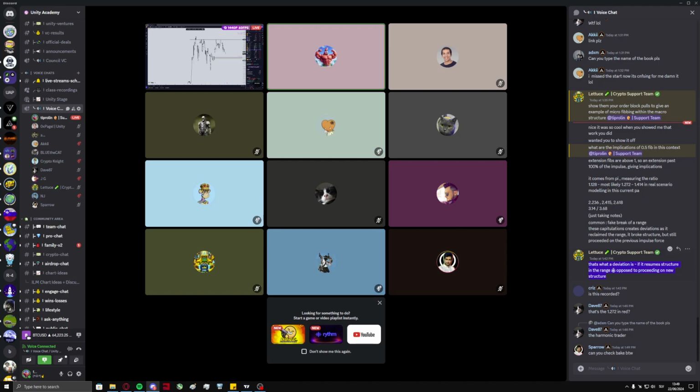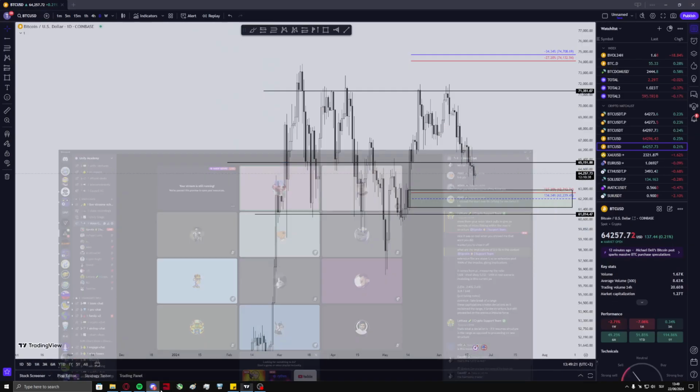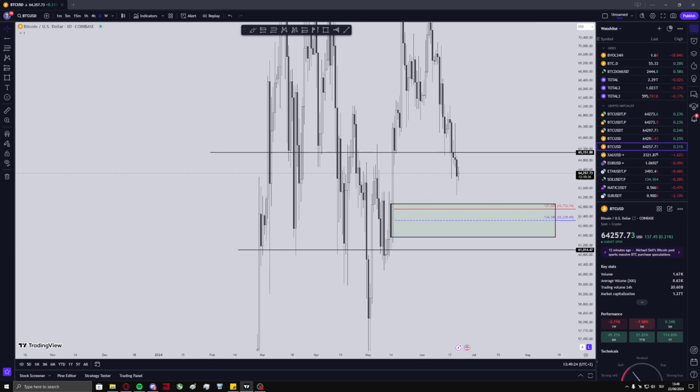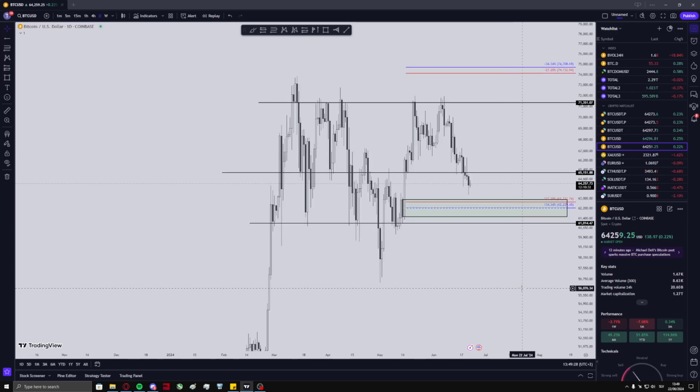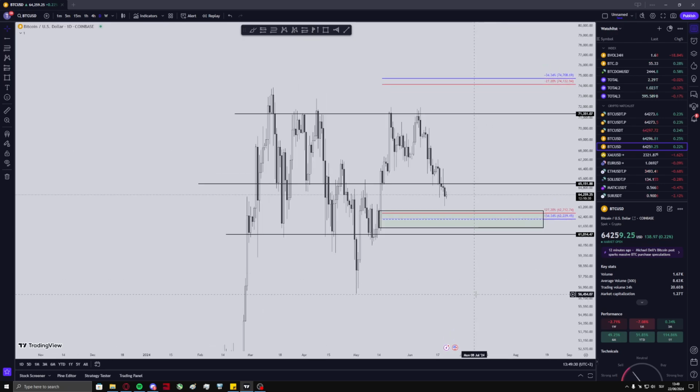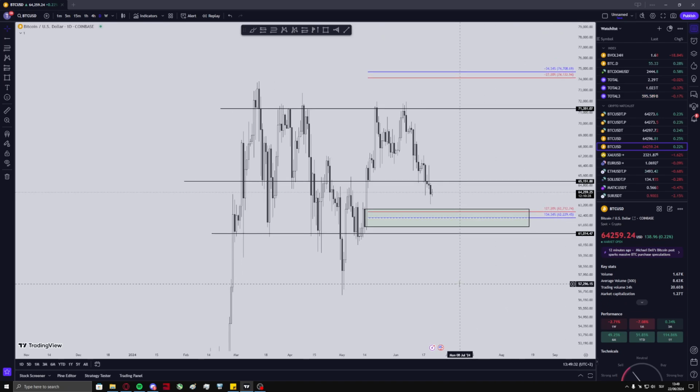Yeah, deviation is when structure resumes in the range you've broken out of. I'm not gonna check break right now. Sorry, I'm doing something else. 1272 is in red, correct? Yeah. 1272 is red, and you can use any color you want. It doesn't really matter. It's just about what you like.